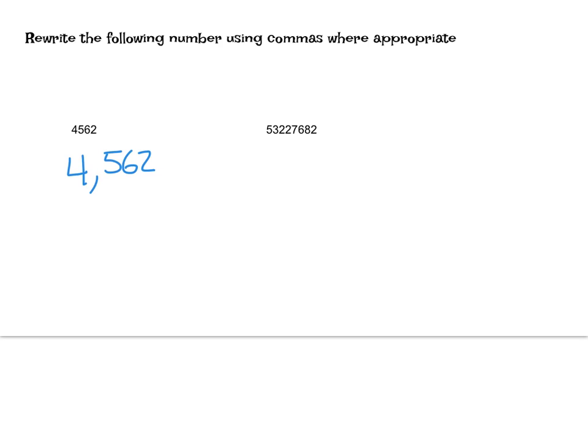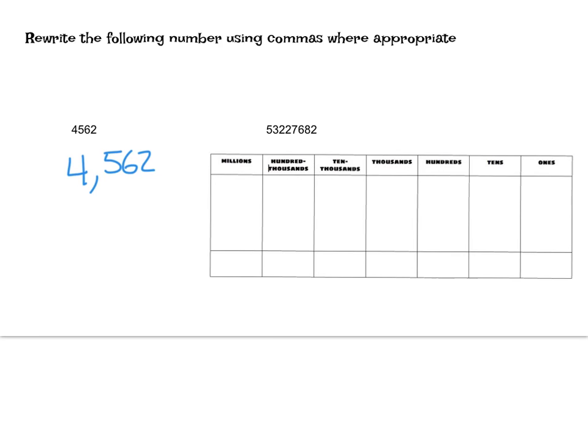Now this next number is a little bit bigger, 53227682. So for this one, I probably want to write these numbers in my place value table. Please pause the video and put those digits in your place value table now. Okay, I'm going to add mine in. I'm going to start in my ones place and work my way up. So I have a 2, 8, 6, 7, 2, 2, 3. Oh, and this one doesn't fit, but that's okay.